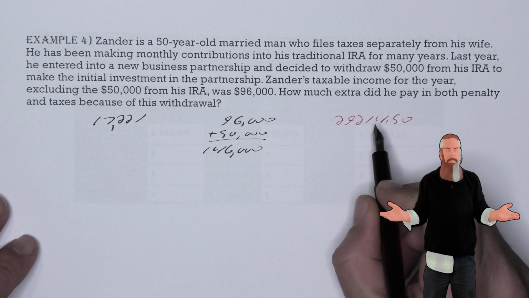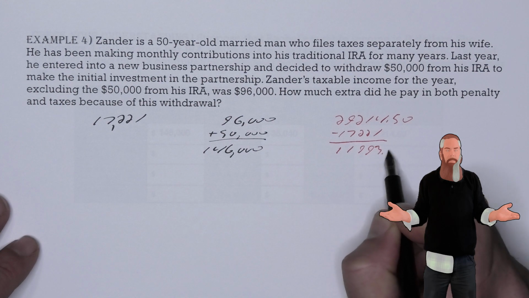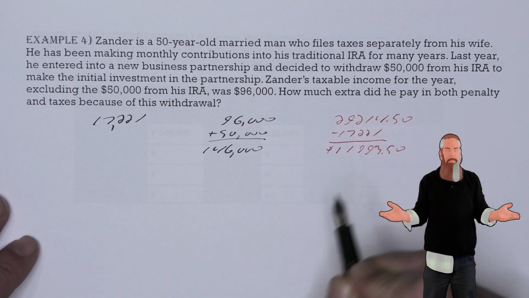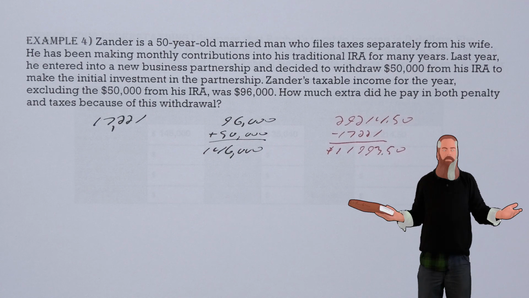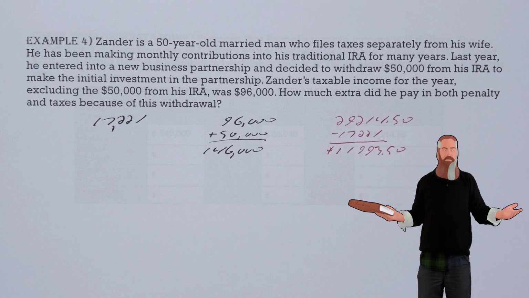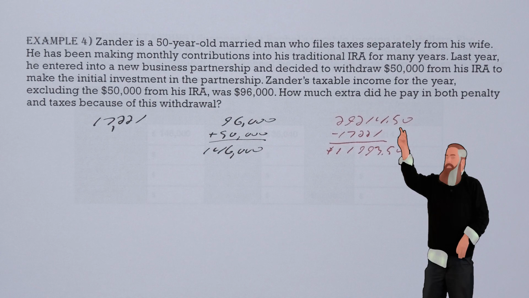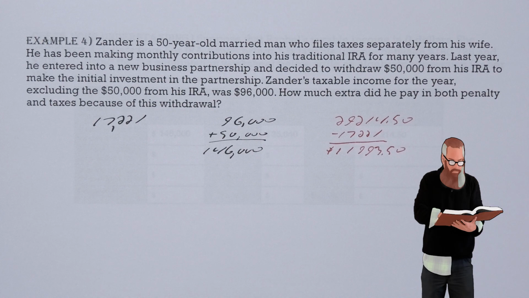$29,214.50 minus $17,221 is $11,993.50. Zander's tax is now $29,214.50, which is $11,993.50 more than if he had not made the early withdrawal from the IRA.